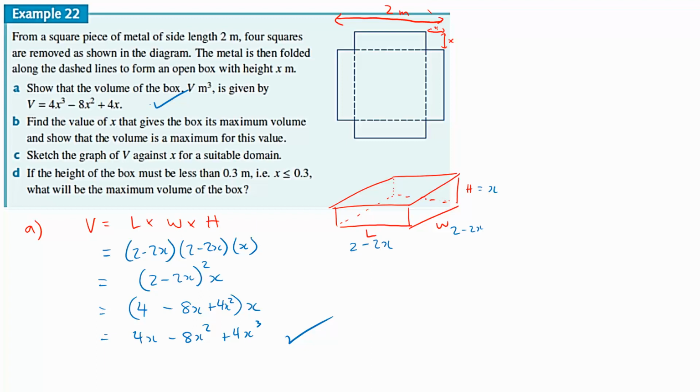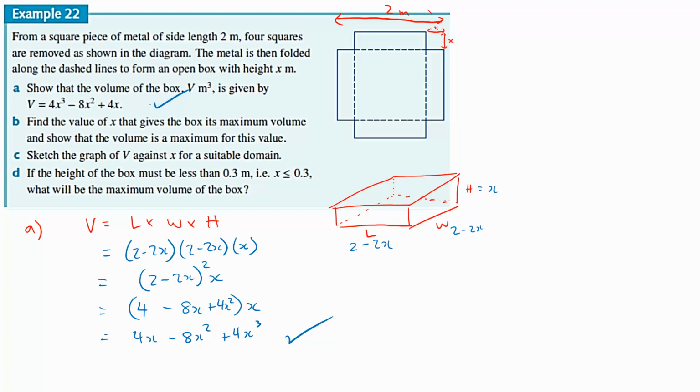Okay? All right, now let's say that you got A correct. Let's do B. It says find the value of x that gives the box its maximum volume and show that the volume is the maximum for this value. Most students will get the first step. They won't get that second step because they're not reading. So when it says show that the volume is a maximum for this value, if you're reading this question here, what are the two things you've got to do already? When I read that, I already see two things that I have to do. Name me one.